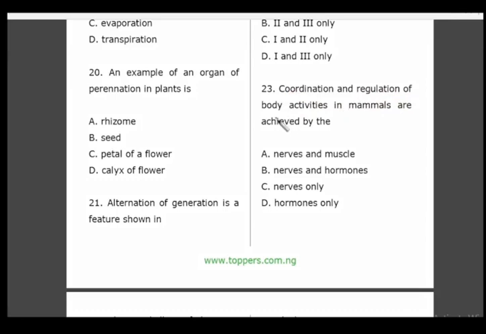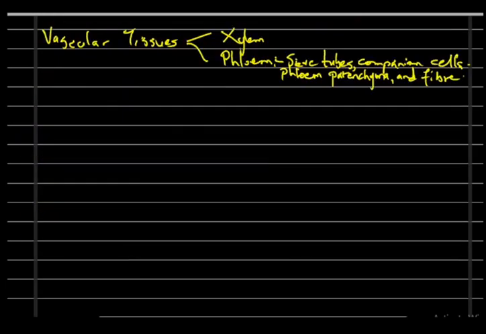Coordination and regulation of body activities in mammals are achieved by the: A. Nerves and muscles. B. Nerves and hormones. C. Nerves only. D. Hormones only. Now when we talk about coordination, we have different types of coordination, and basically we have two of them.